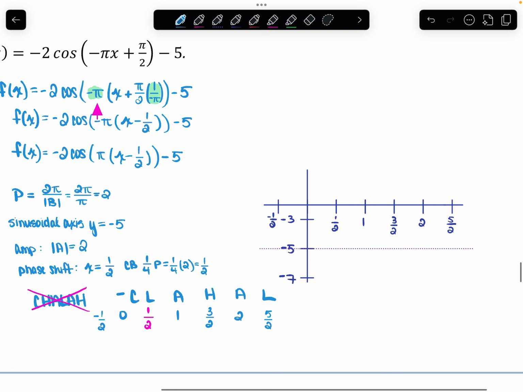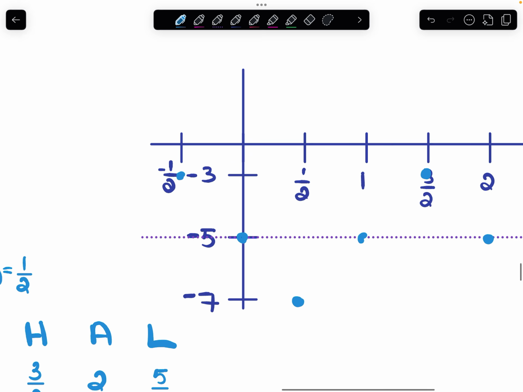All right, graph. 1/2. Notice how I put my main starting point in a different color just to remind myself that's the one I start with. I do think that's helpful. You could also use a highlighter. So at 1/2, we are at a low, so that would be at -7. At 1, back to our axis. At 3/2, up to our high. Back to our axis at 2, down to the low at 5/2. Mirror that shape back. So at 0, we're on our axis, and then at -1/2 at our high. And then we play connect the dots.